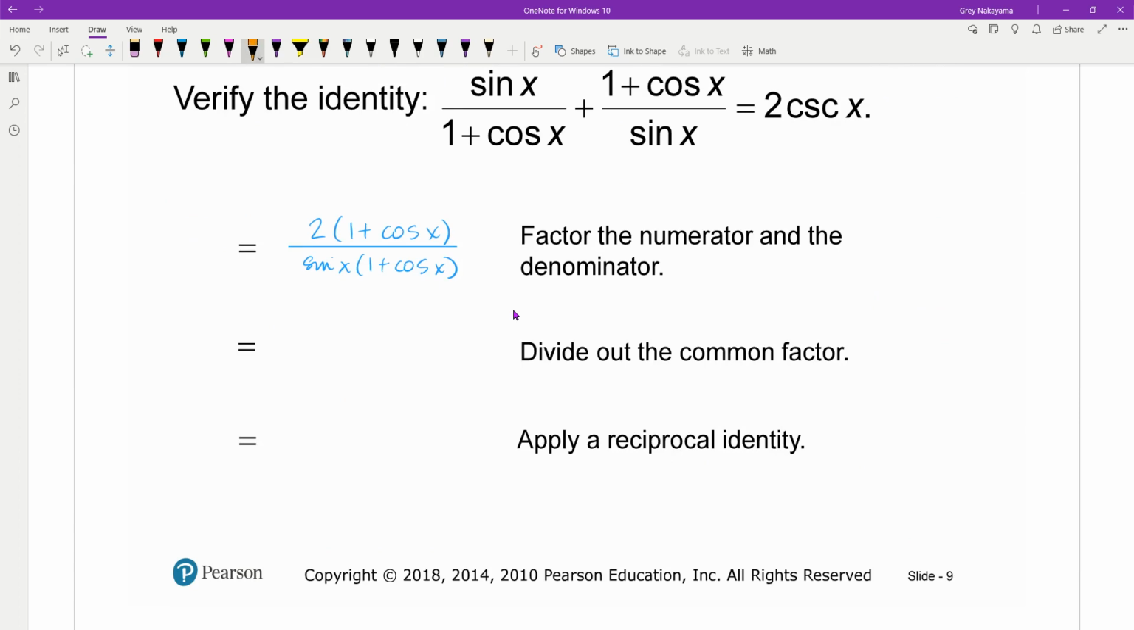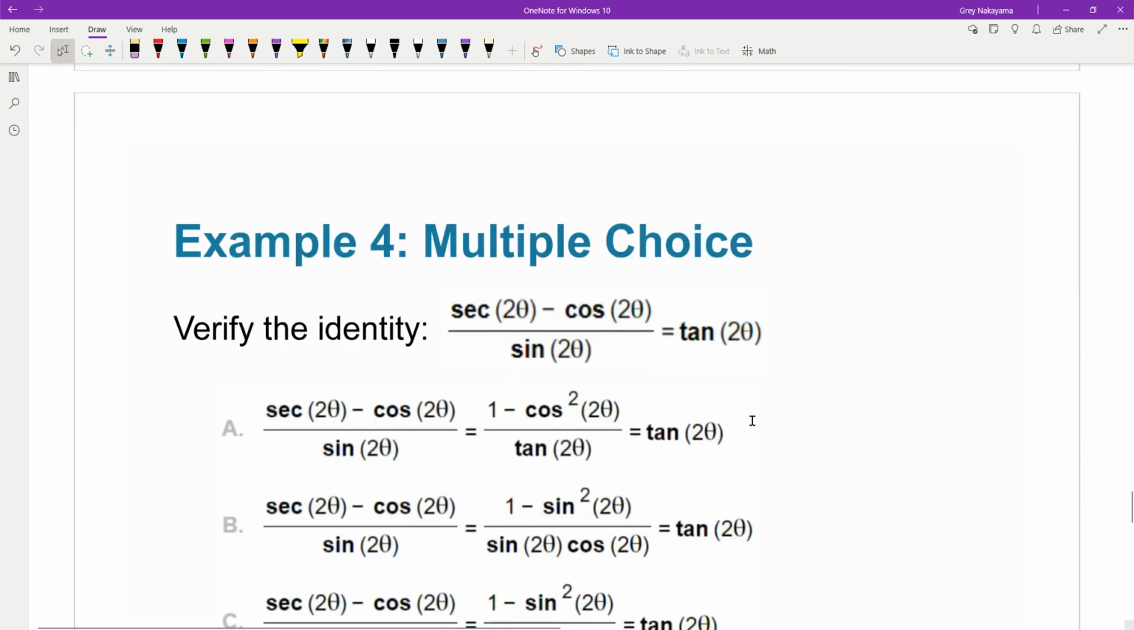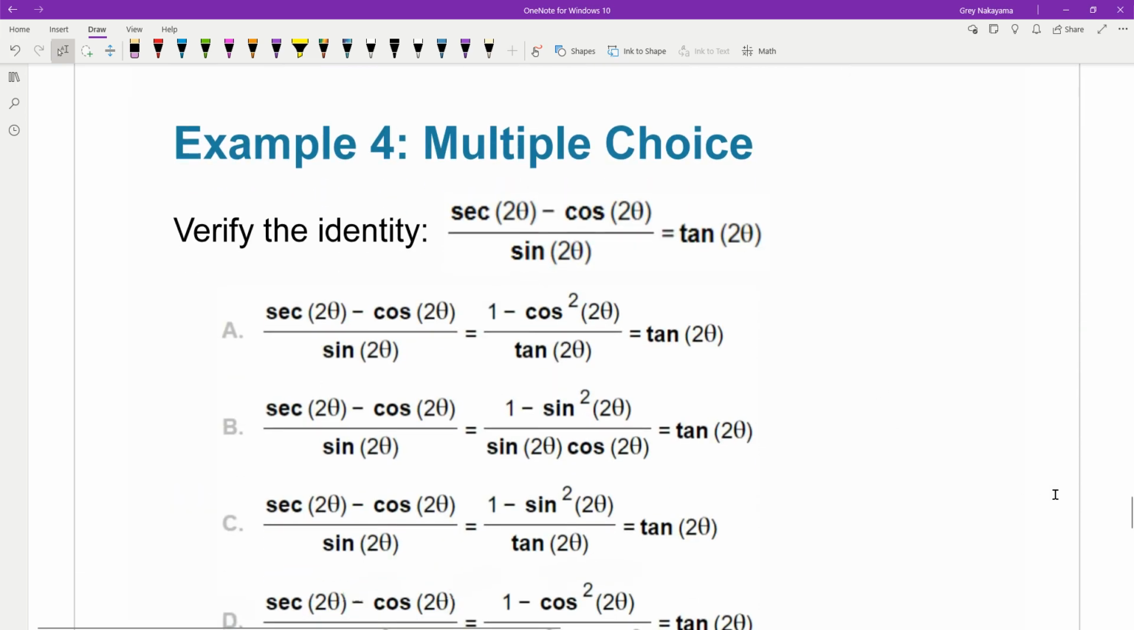All right, next step, divide out the common factor. So if I divide out the common factor, I'm left with 2 over the sine of x. And the reciprocal of the sine is the cosecant. And when I see sine on the bottom, I can bring it on the top and write it as cosecant. And that's what we had on the other side of our identity. Okay. Another one that you will see is a multiple choice problem.